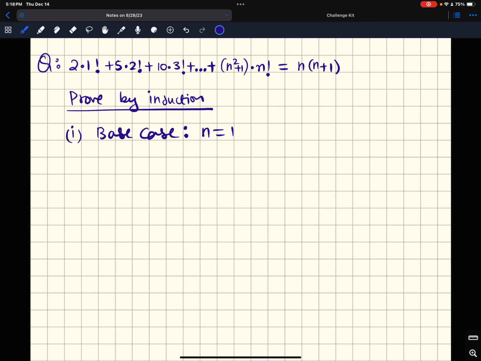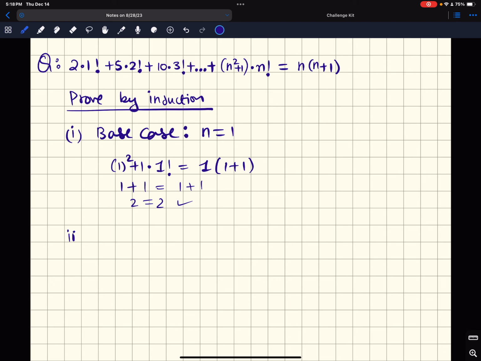This is just to show that the left hand side is equal to the right hand side. So if you do that, then you end up getting 1 squared plus 1 times 1 factorial is equal to 1 times 1 plus 1. That is 1 plus 1 equals 1 plus 1. That is 2 is equal to 2. So we're good for step 1.